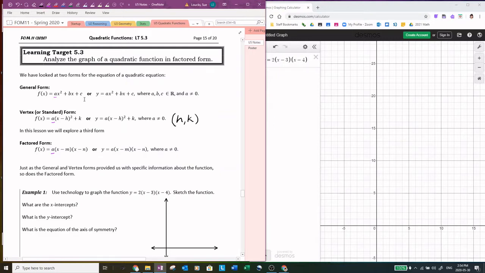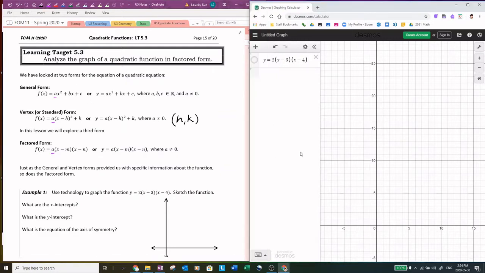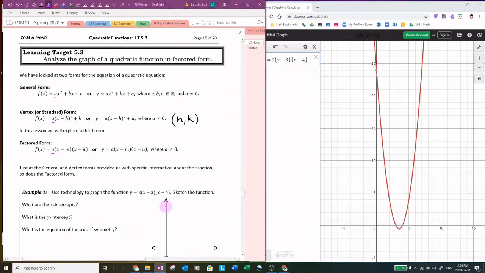So we're going to use technology, i.e. Desmos, to graph the function. So there's the graph of the function, and we're going to sketch it. The important points that we want to show on our graph are the y-intercept at 0, 24.